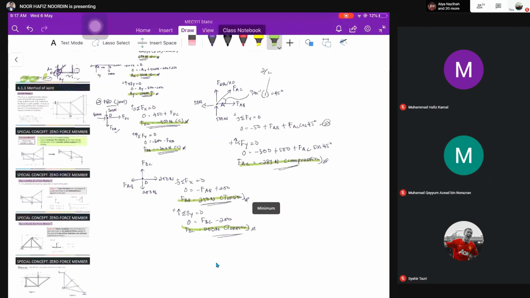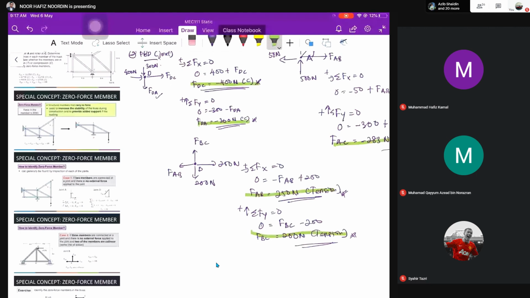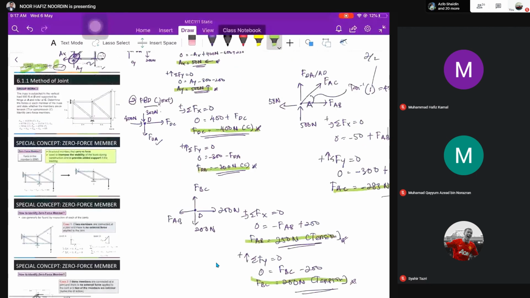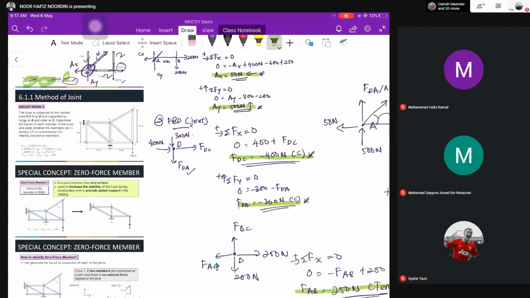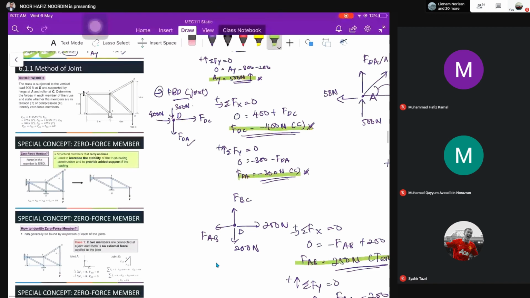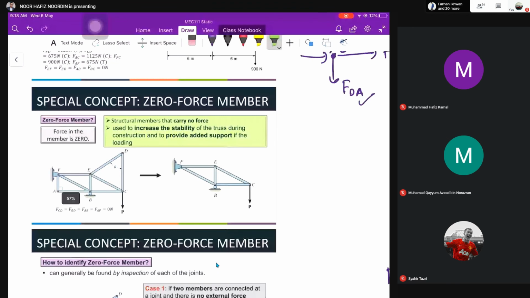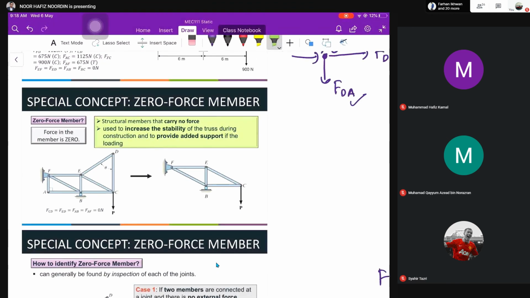So kalau tak ada, saya explain, saya continue. Yang group work number 2 tu sebenarnya sepatutnya di bawah lagi. Dia salah arrange punya example ni sebenarnya. Sebab apa? Kita perlu tahu juga tentang special concept of zero force member. Right, as you can see in the slide, what is zero force member? Dia kata force in the member is zero. Itu zero force member. And then apa dia punya criteria? What is the criteria of zero force member?